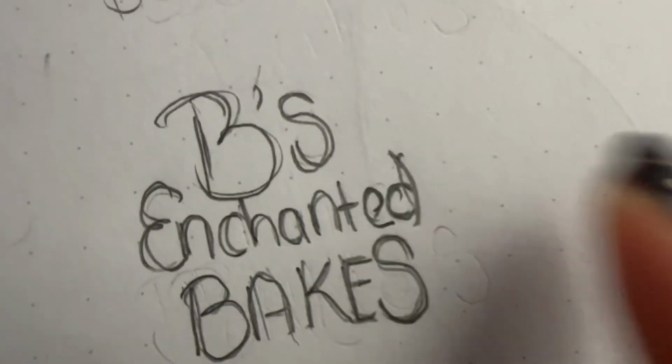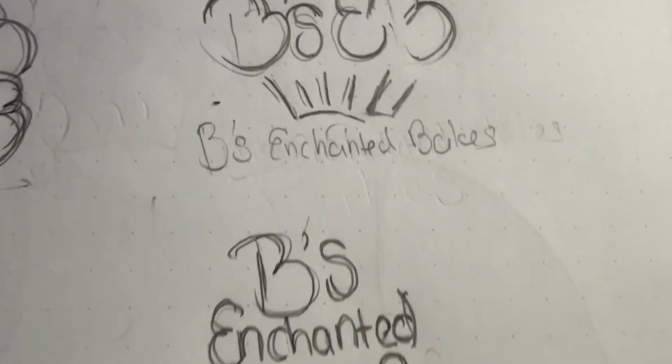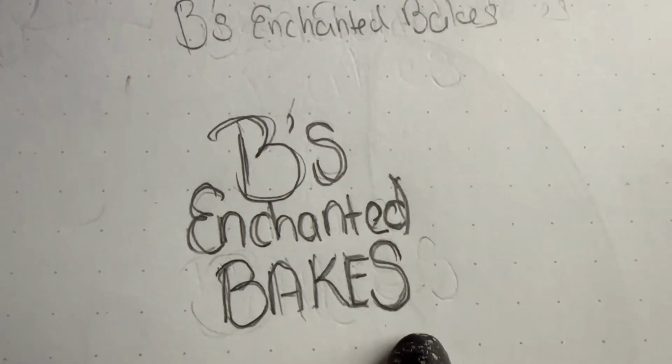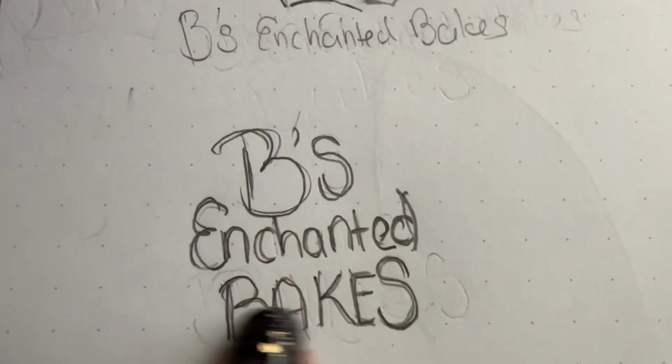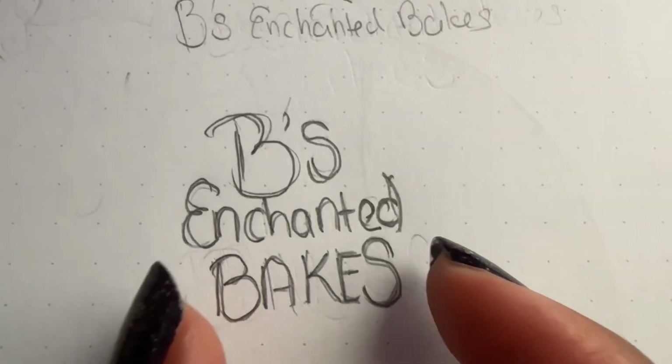This is just one of the ideas I have. And I also have this idea, which is just plain and simple. For this one, it's just text, and it's gonna be Bees Enchanted Bakes in capitals, so that it can balance out the wording and the design.